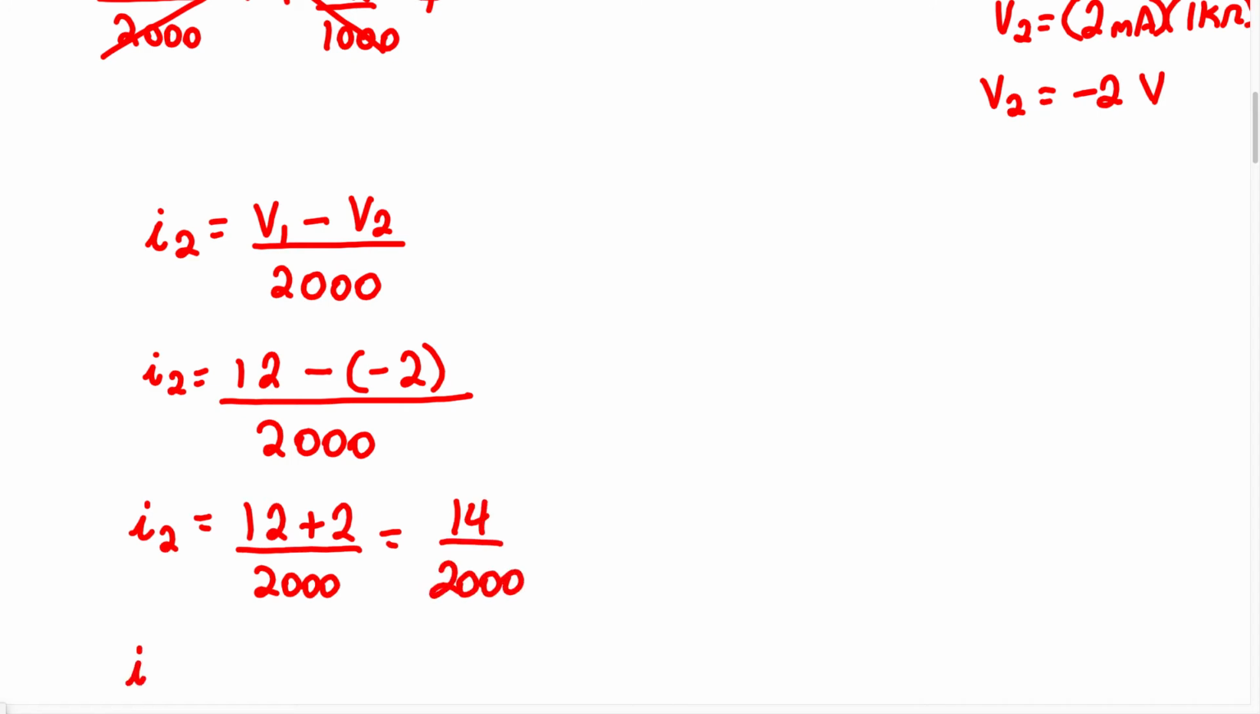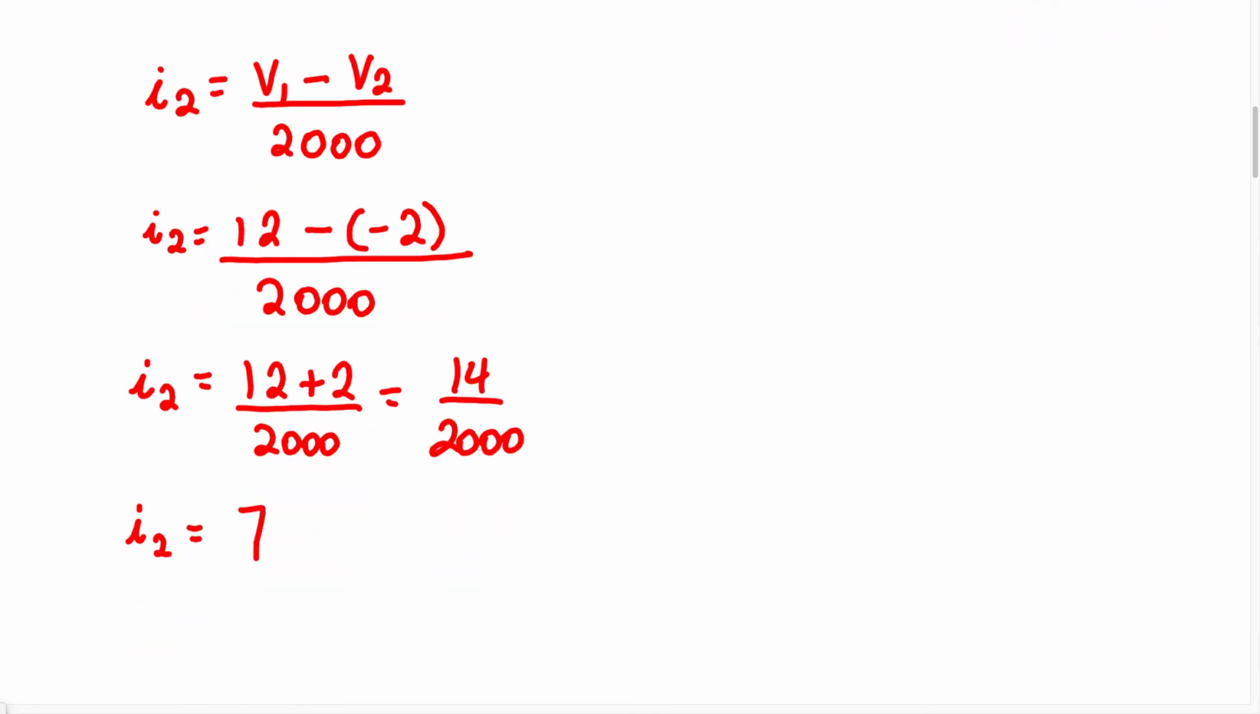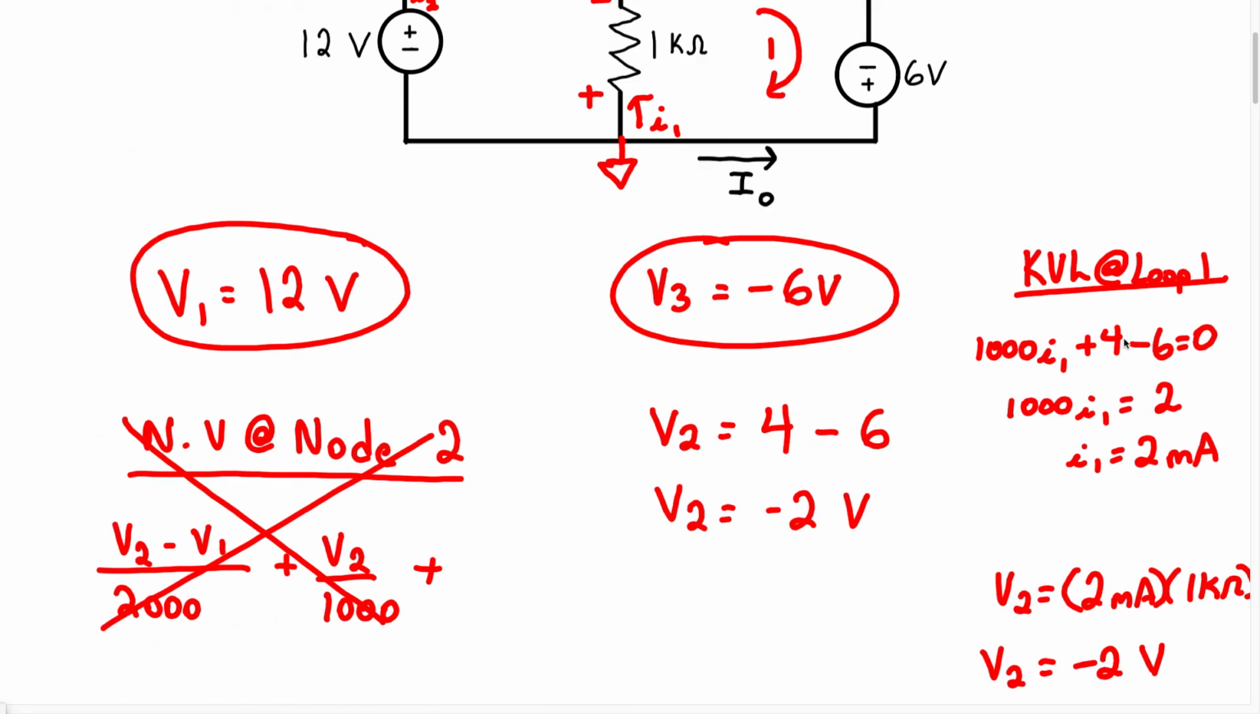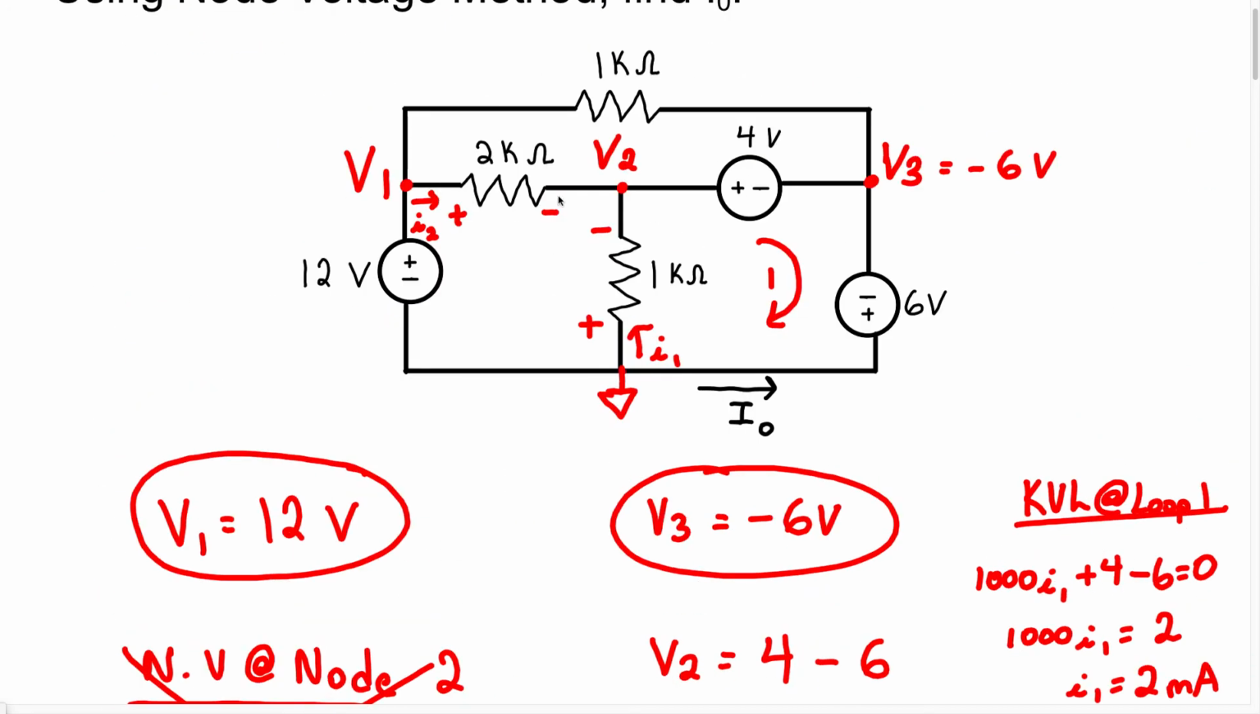Therefore, we can say I2 equals 7 milliamps. So we know there's going to be a 7 milliamp current flowing through this resistor here. So we know I2 is 7 milliamps. We know the current I1, we know the current I2. So it's very easy for us right now, instead of finding the current through this resistor, to actually find the current flowing through this 4-volt source, right?